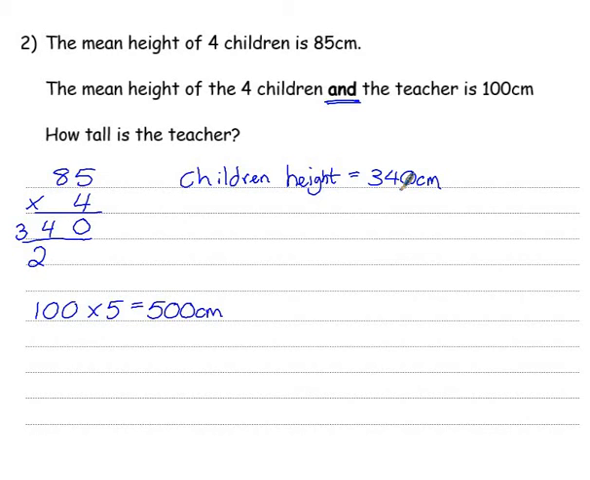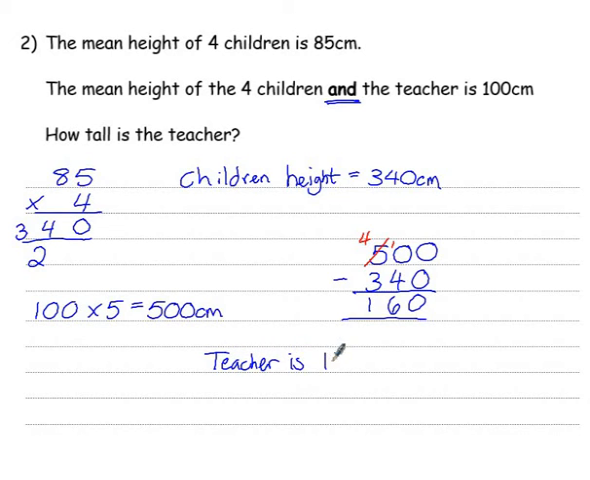So to work out the height of the teacher, we could do 500 take away 340. Zero take away zero is zero. Zero take away four we can't do. So we need to borrow from the five, which becomes a four. This zero now becomes a ten. And 10 take away 4 is 6, and 4 take away 3 is 1. So the teacher is 160 centimetres tall.